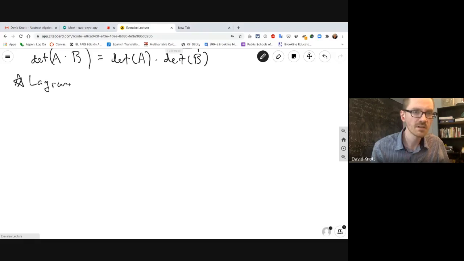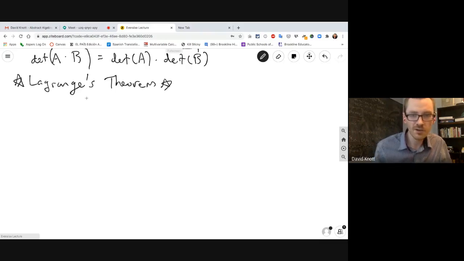Okay, so let's talk about Lagrange's theorem. Realistically, there are probably like 12 different theorems named after Lagrange. You know, it's always sort of a mess. Certainly that's the case when you talk about Euler. Euler always has like 12 different things named after him. So this is the Lagrange theorem about subgroups and their orders.